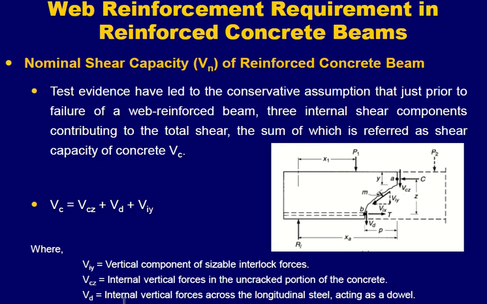And the third one is Vd, which is the internal vertical force across the longitudinal steel acting as a dowel. So if you remember from the flexural design of a beam, you provide tension reinforcement in the beam. So this reinforcement is continued and the crack is passing through this reinforcement. This rebar is acting as a dowel, and it is resisting the shear, and it is contributing to the shear capacity of concrete. So tests have supported that these three factors can be taken into account while determining the shear capacity of concrete.